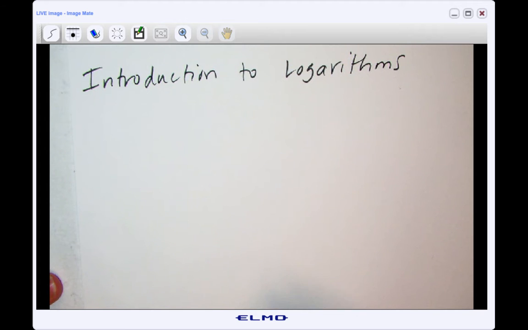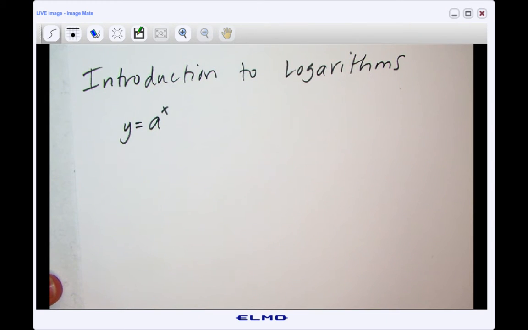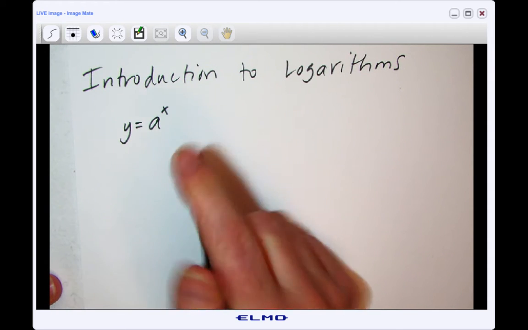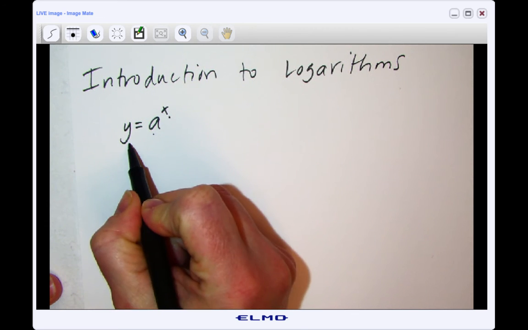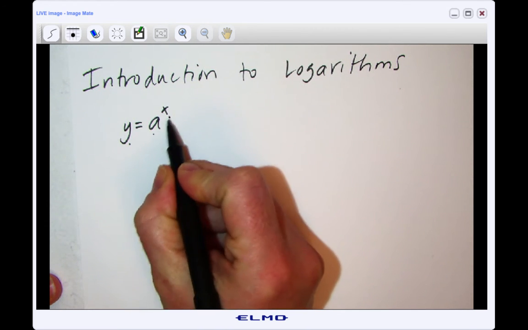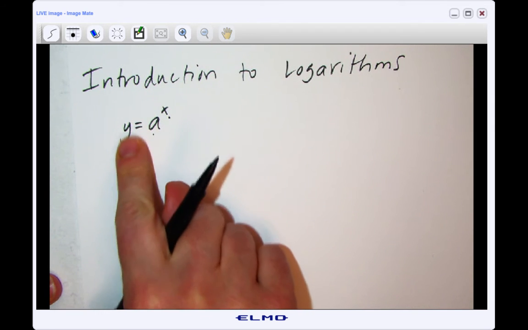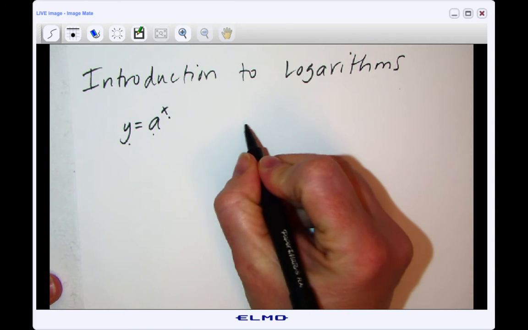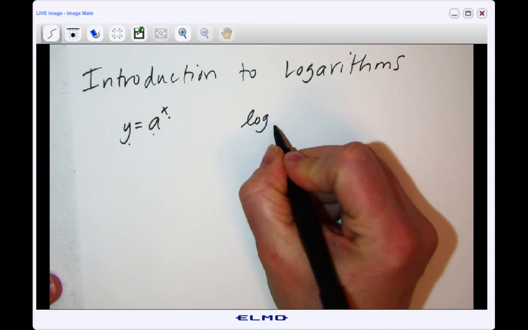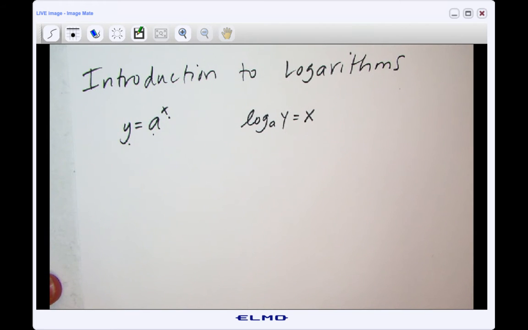So let's start by looking at an exponential function that looks something like this. This function says, if I raise a to the power of x, I get a y. That's what this says, and we're used to working with it a little bit. Now, a logarithm looks funny and sometimes it makes people nervous. But a logarithm basically says the same thing.